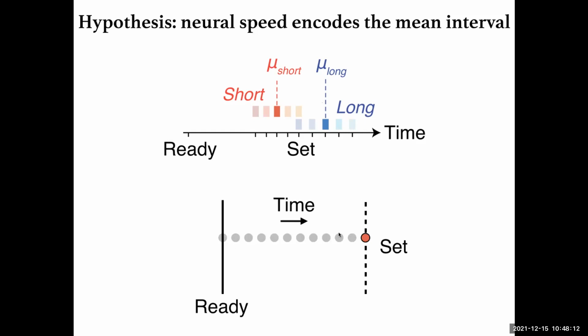Now, if the speed here is calibrated such that you reach the dashed line at the mean interval for the short distribution, now you can use the same logic for the long condition by simply modulating the speed, which then allows you to end up exactly in the same state now at the mean of the long distribution.